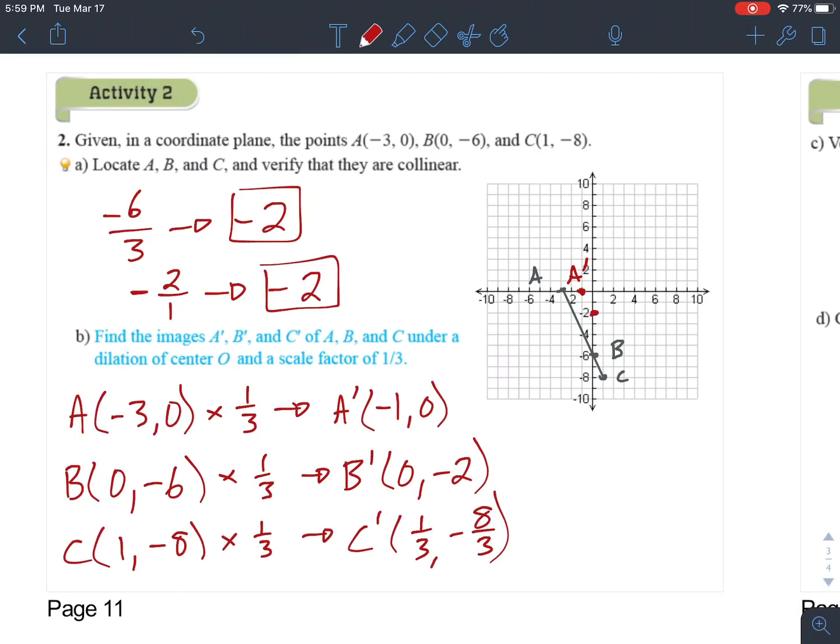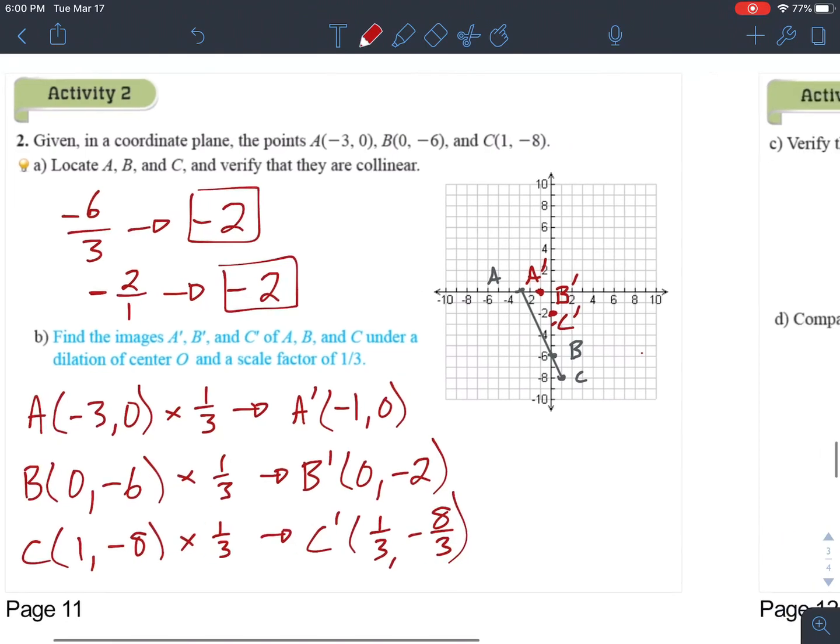So that's where B prime is going to be located. And then for C prime, as we said, 1/3 and about -2 2/3. It's about, I'm doing my best, but that's going to have to be good enough. That's roughly where C prime is.